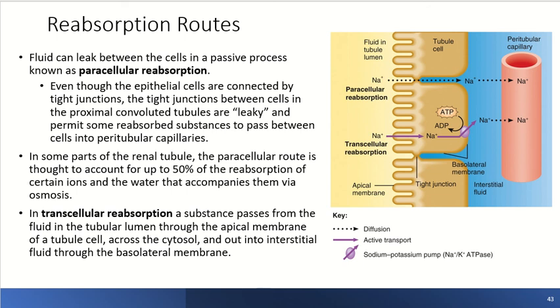We then also have transcellular reabsorption. In this type of reabsorption, a substance is going to pass from the fluid in the tubular lumen through the apical membrane of a tubule cell. It's going to move across the cytosol and then into the interstitial fluid through the basolateral membrane.